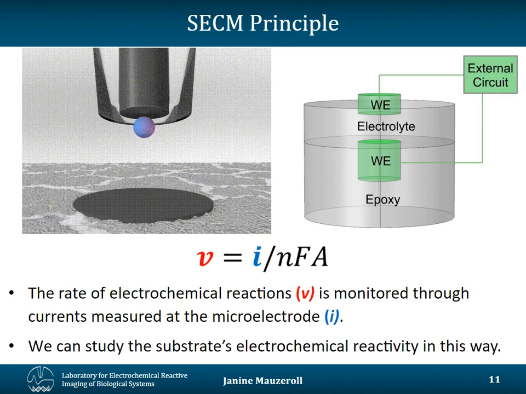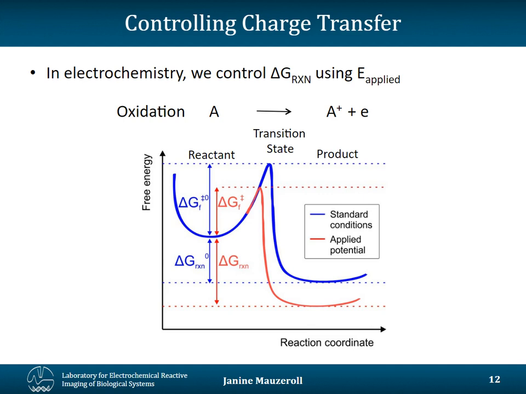And so if we think about it a little bit more, by controlling the applied potential, either at the microelectrode or at the underlying substrate, what we're effectively doing is controlling the delta G of the reaction using the applied potential, making it more or less favorable, which is what I'm trying to demonstrate here in the red curve that now has a more favorable delta G in order for the reaction to occur.